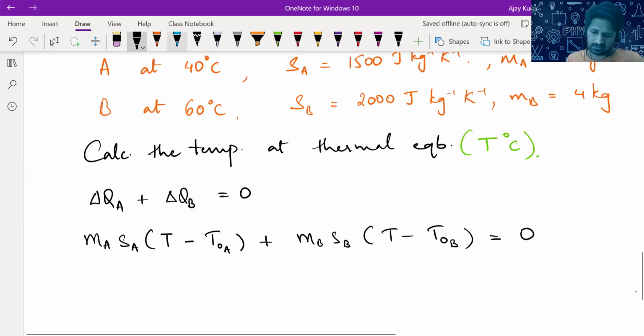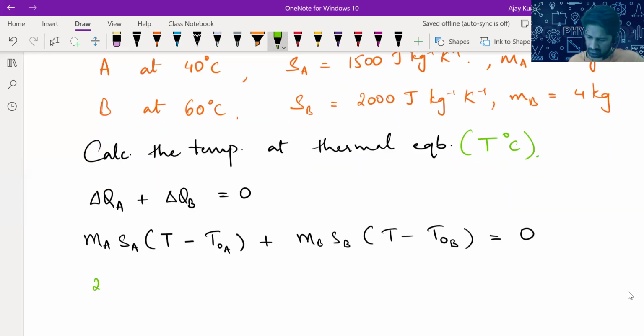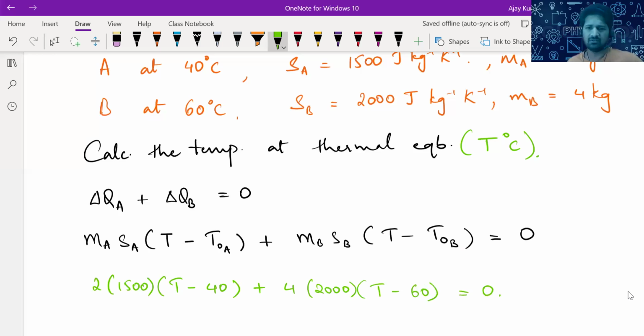So now you just have to substitute the numbers. Mass of A is given as how much? 2 kg, the other is 4 kg. So 2, specific heat of A is 1500. Final temperature is unknown, initial temperature is 40. Plus mass of B is 4 kg, specific heat of B is 2000. Unknown final temperature minus initial temperature 60 equal to 0. Just solve this equation, you will be able to tell the temperature.